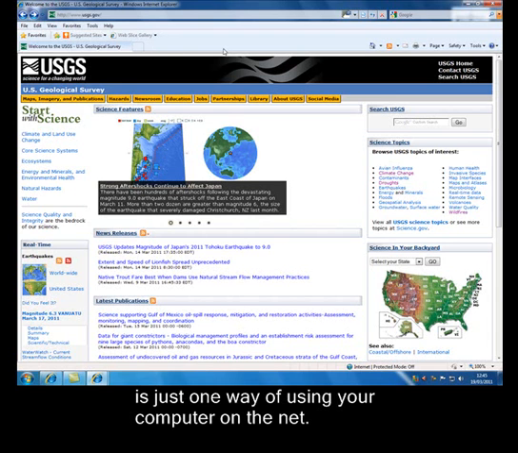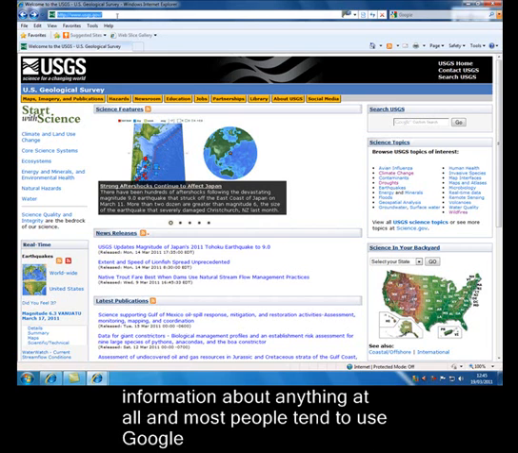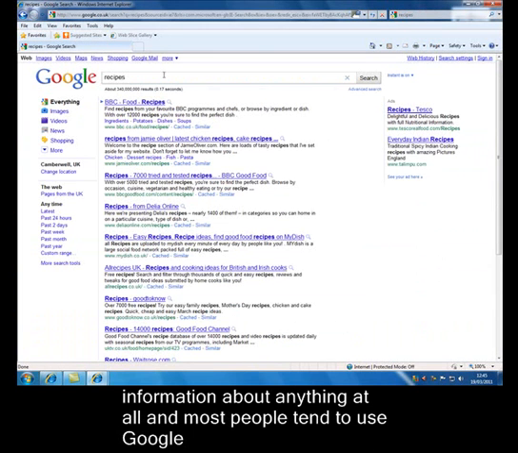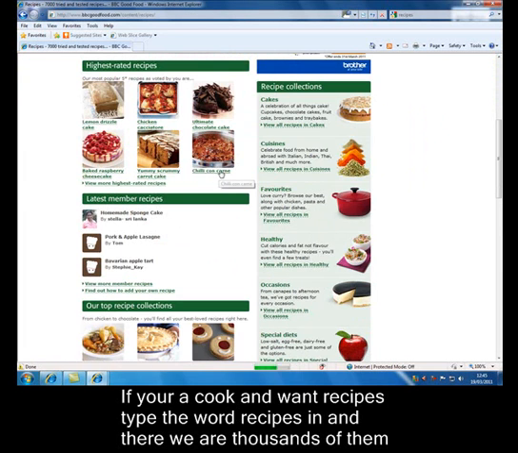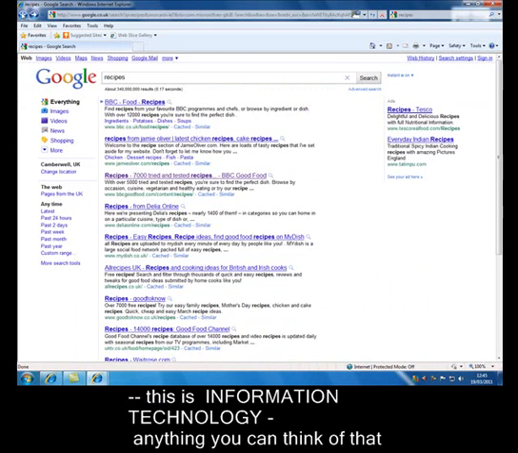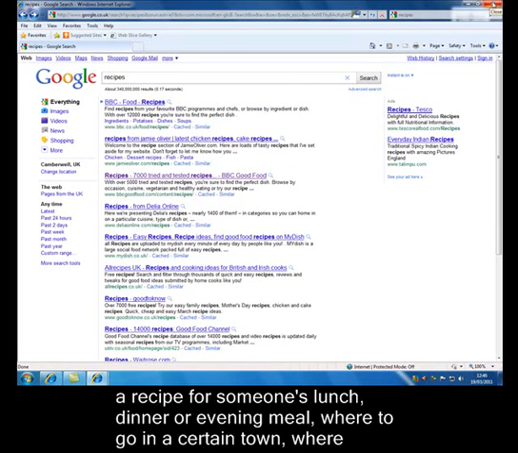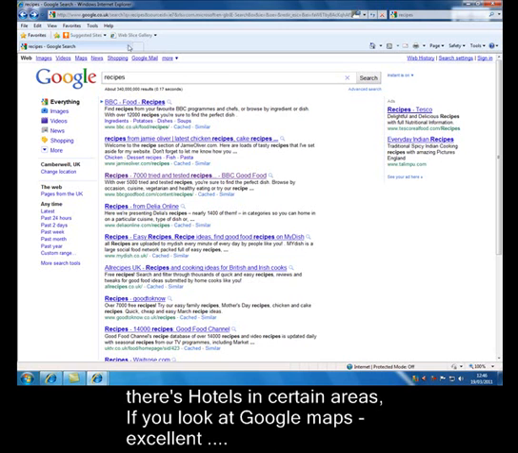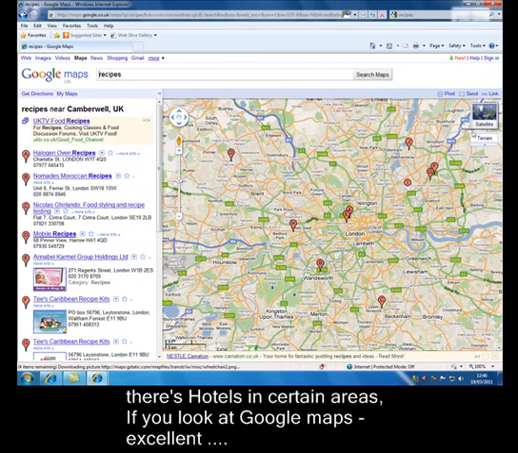That's just one little topic that I've highlighted today. Obviously, if you want to look up information about anything at all, most people tend to use Google. If you're a cook and you want recipes, type recipes in and there we are, literally thousands. This is information technology. Anything you can think of that you want to look up for information purposes, be it a bus timetable, a train timetable, a recipe for someone's lunch, dinner or evening meal, where to go in a certain town, where there's hotels in certain areas. If you look at Google Maps, excellent way of finding out.